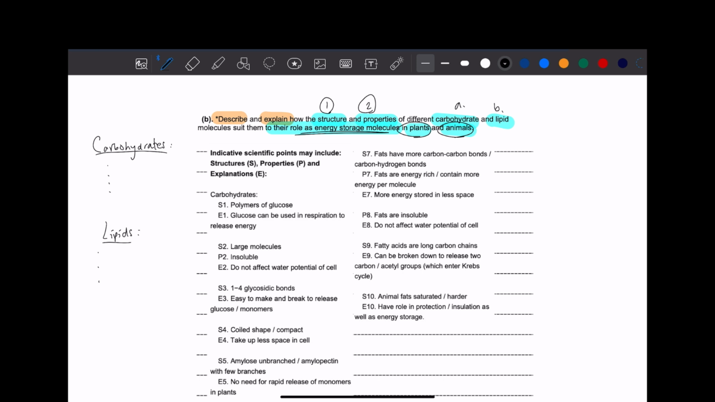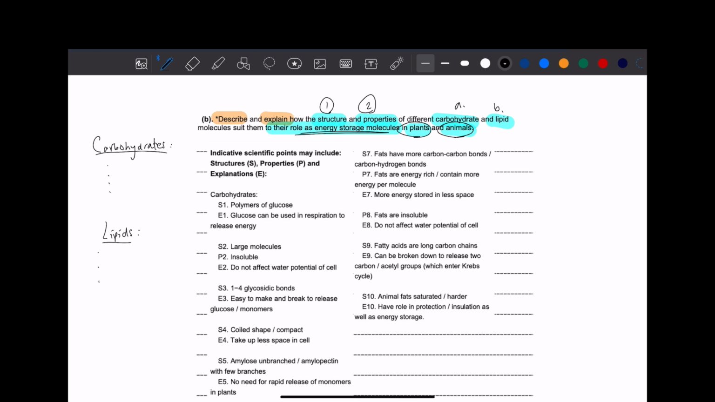So first things first, check the command words. Describe and explain. It tells you the vibe of the answer because it's just regurgitation. This is something you know, so you just need to write it. Now, structure and properties. It's also guiding you what to write: the structure of carbohydrates, structure of lipids, properties of both of them. And then I put A and B just to make it simple for myself and not get overstimulated by it. But carbohydrates and lipids, we know what we're dealing with. And then lastly it says how it suits their role as an energy storage molecule.